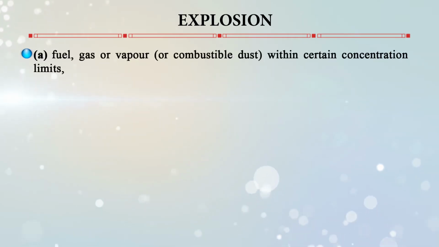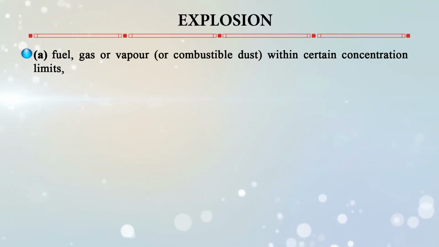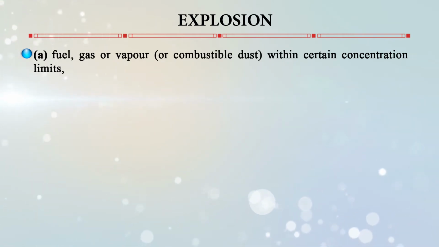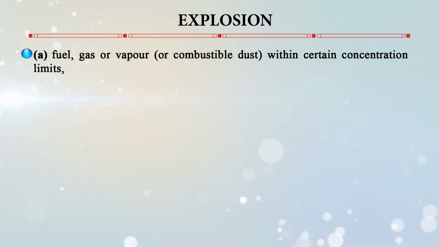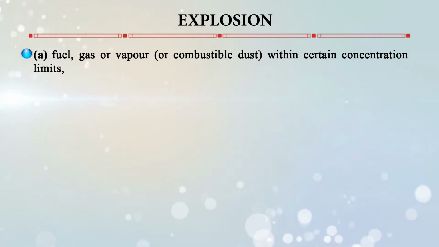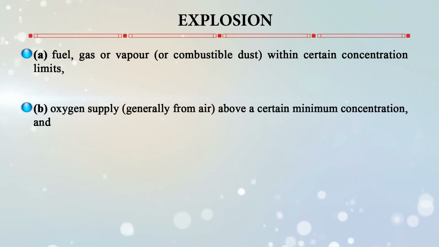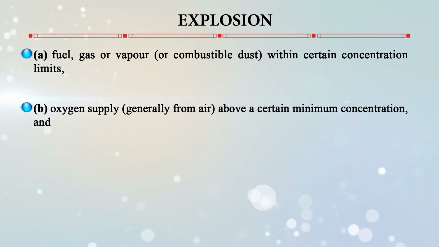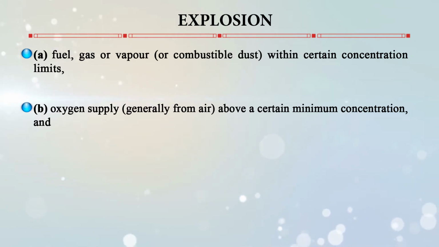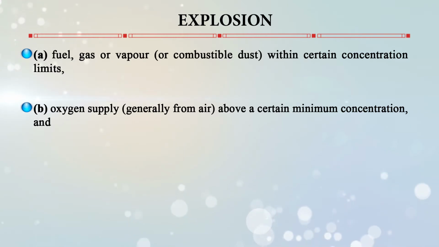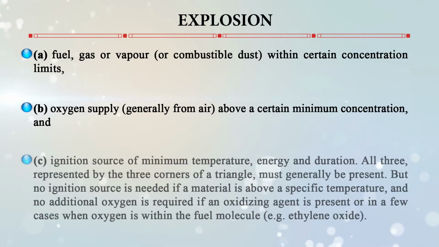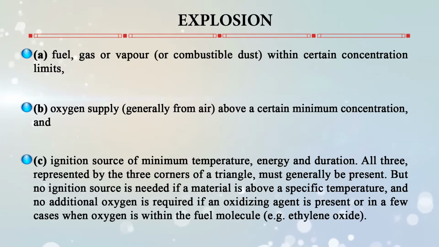Normally, flame propagation requires fuel, gas or vapor, or a combustible dust. That means to get a flame, these things have to be there, within certain concentration limits. The second is oxygen supply, generally available from the air, also above a certain minimum concentration. And the third criterion is an ignition source of minimum temperature, energy, and then the duration of that ignition source.